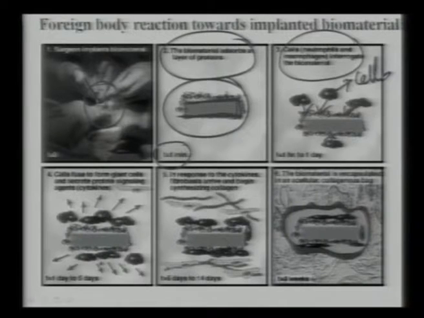Then the fourth point is that cells fuse to form giant cells and secrete protein signaling agents like cytokines. Now giant cells means when a number of cells aggregate together, and this aggregation can be done in a self organized fashion. Self organized means cells will attach to themselves in their own manner, and they form giant cells. And what they do, they secrete the protein signaling.